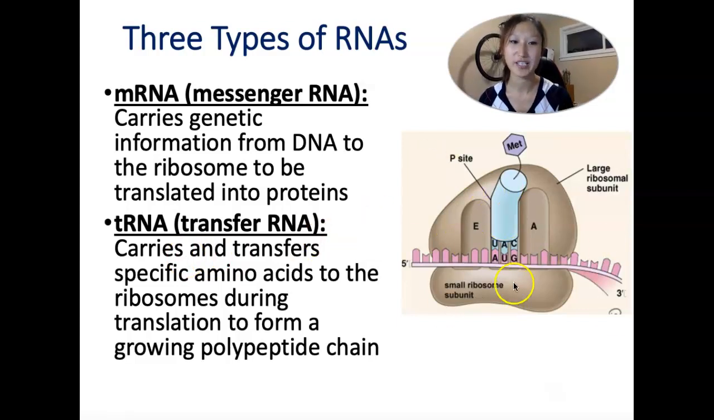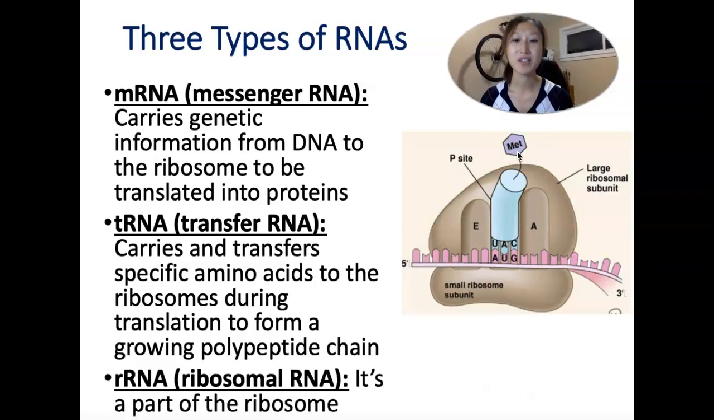Again, when you look at this picture, you see the mRNA right here, and then you see the tRNA. On the mRNA, there's something called a codon, which is three bases that the ribosome can read. Then we have the tRNA, which has three bases that can match with the codon. These three bases are called the anticodon because it's opposite of the codon. And then we have the amino acid that's supposed to be transferred onto this growing polypeptide chain.